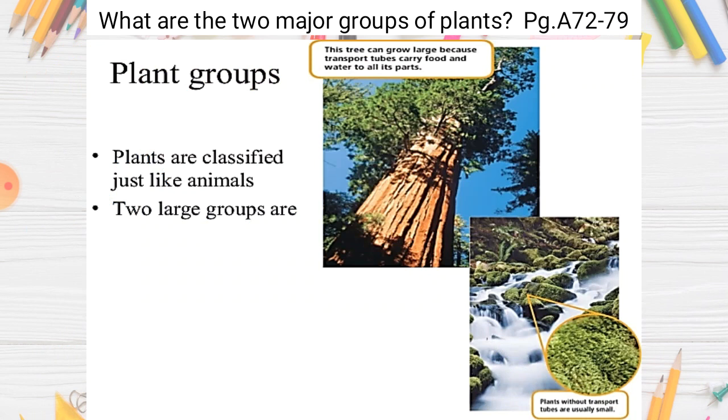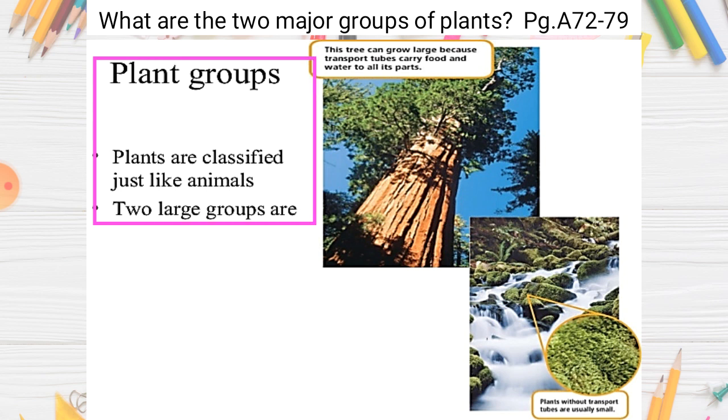Today we're going to talk about what are the two major groups of plants. Plants are classified just like animals. Remember that animals have different classifications, like mammals, fish, and vertebrates. Plants can be classified in many ways. In this case, we will see two large groups. Copy on your notebook.